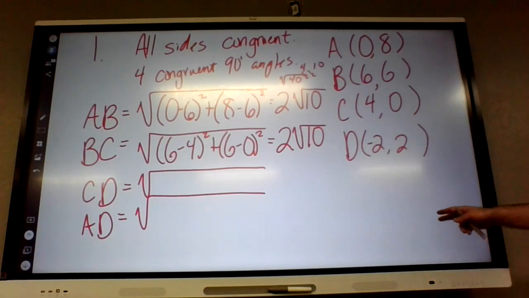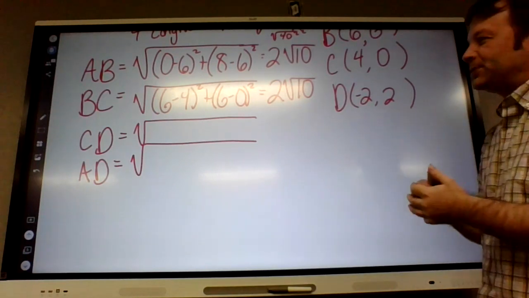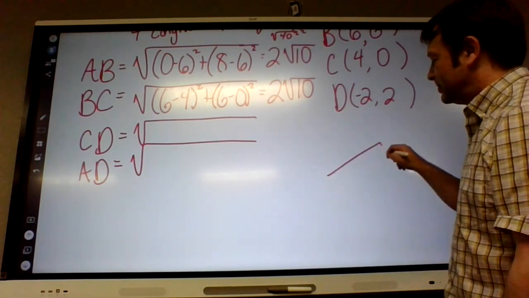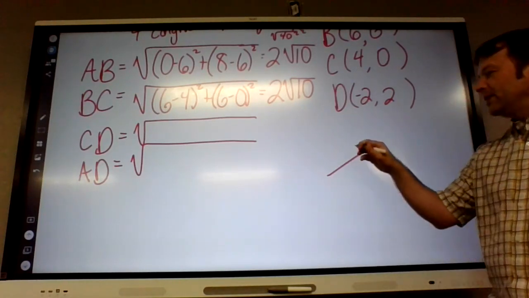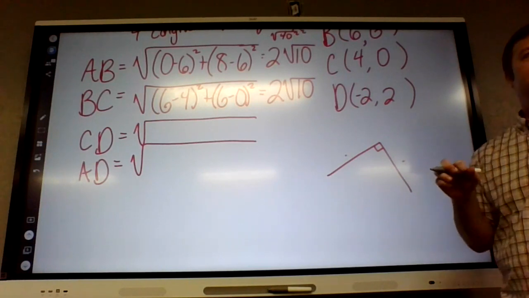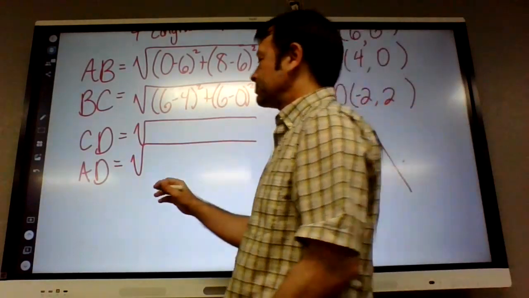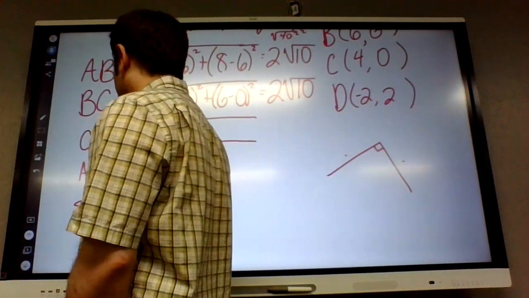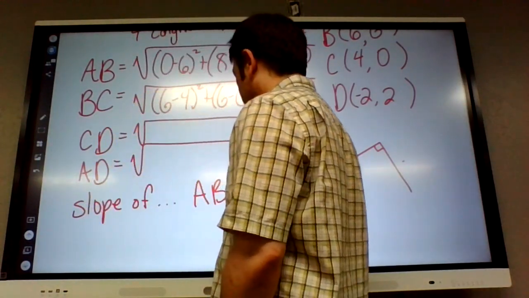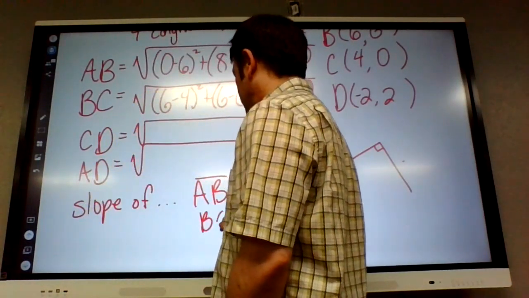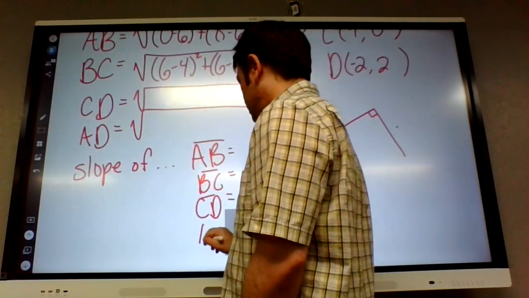Okay, so that shows all the sides are the same, but we also have to show that the angles are 90 degrees. So how do we figure out that those angles are 90 degrees? Well, if their slopes are perpendicular slopes. So we need to find the slopes of all of them. So I'm going to write slope of AB, BC, CD, AD.